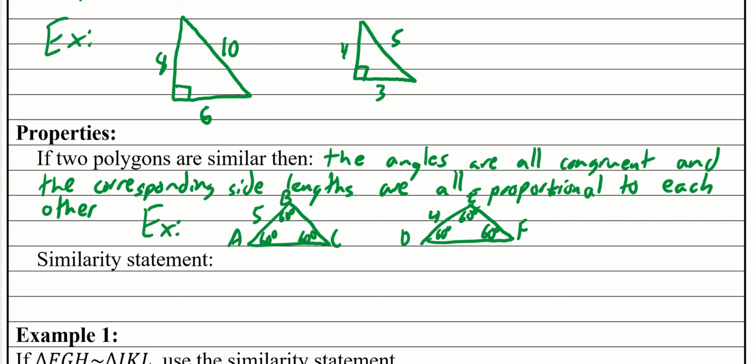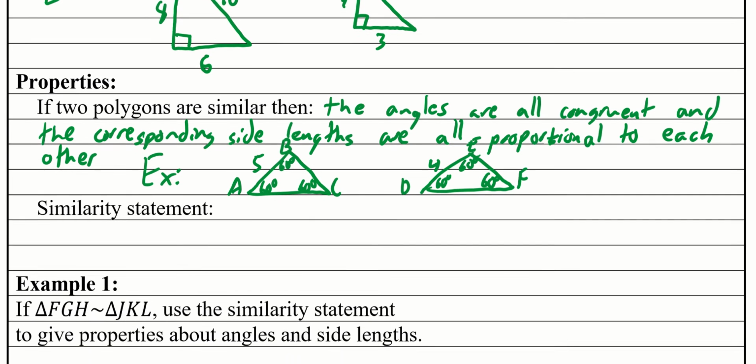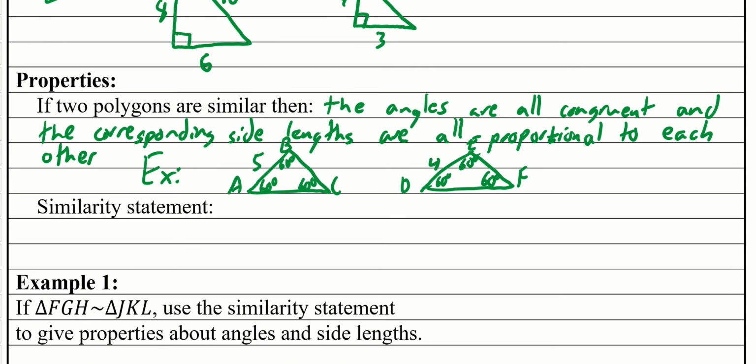So this is the information that we can use and look for when we're trying to solve for different measurements here. Okay? And then one other thing that's going to be important is a similarity statement. It is very similar to some of the things that we saw before with a congruence statement here.